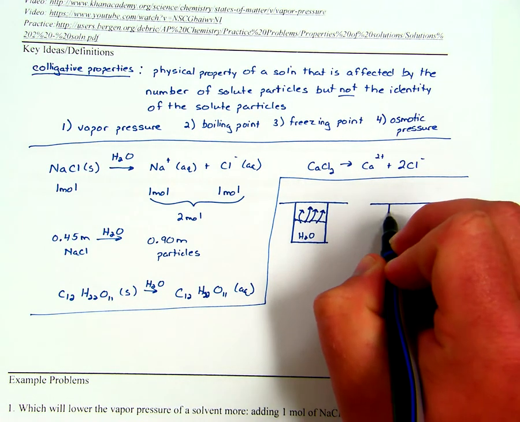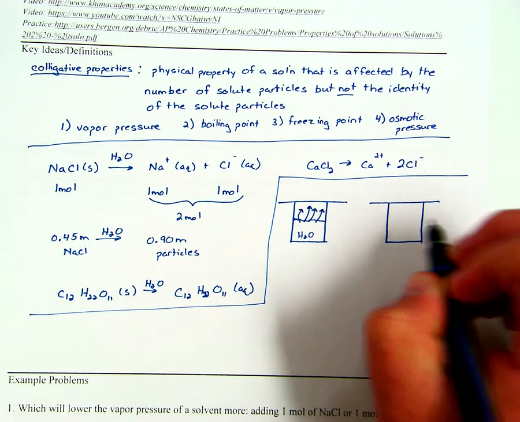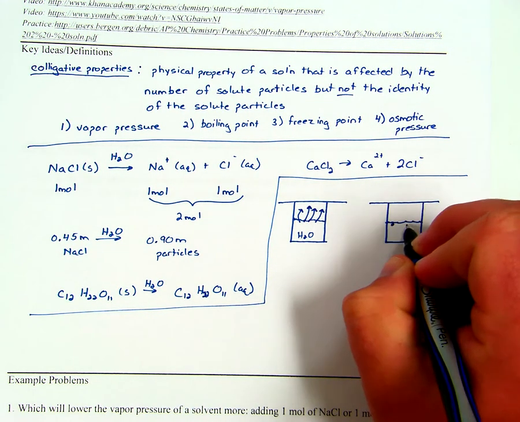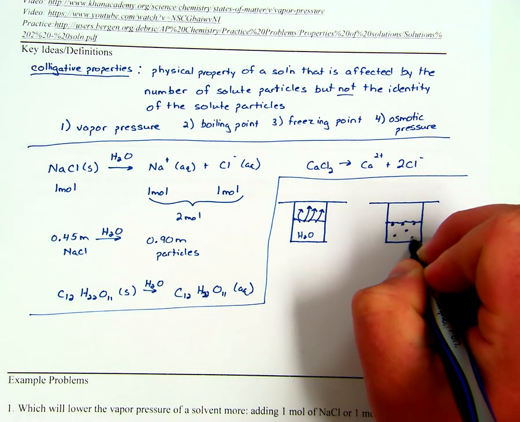And I add the same amount of water at the same temperature. Okay, but now I have some sodium chloride. The sodium chloride I'll just represent with some dots. I'll just put some random dots in here. Those are the particles of sodium and chloride.